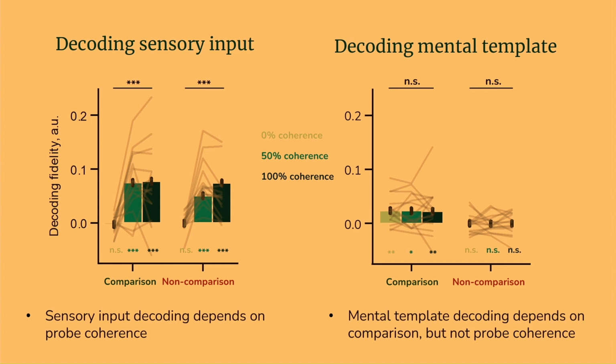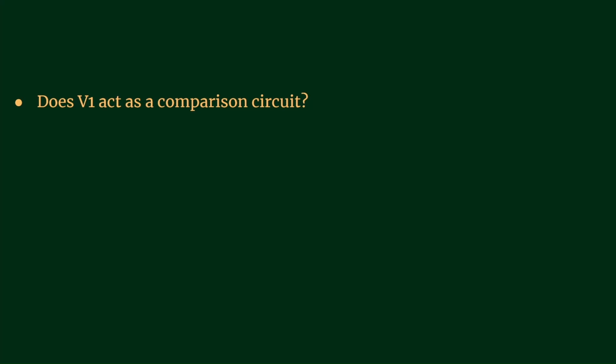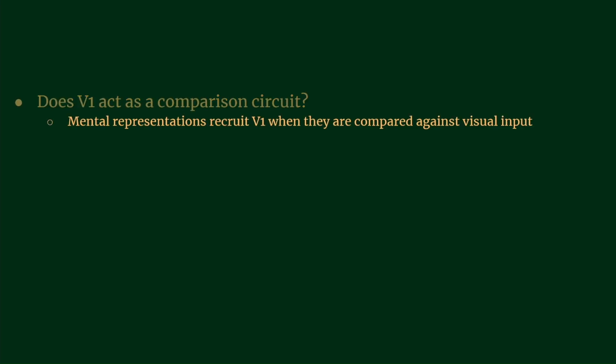So, to sum up, the sensory input decoding depends on probe coherence, whereas the mental template decoding depends on comparison, but not probe coherence. And so, to come back to my big question, does V1 act as a comparison circuit? Do we have an answer? Yes, which is that mental representations seem to recruit V1 when they are compared against visual input, and specifically when they are compared against visual input, which is of course in line with this idea of V1 as a comparison circuit.